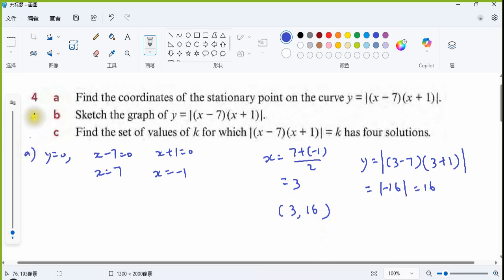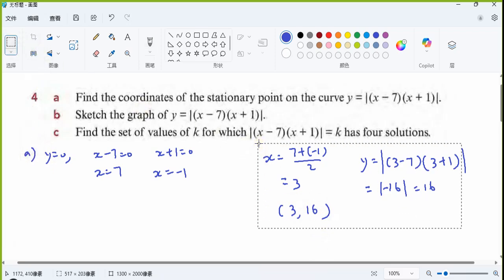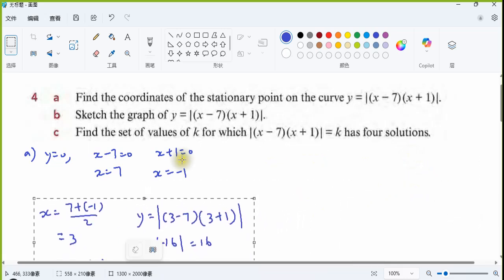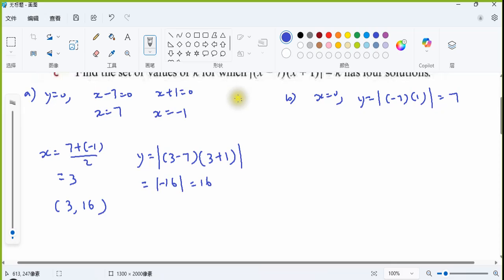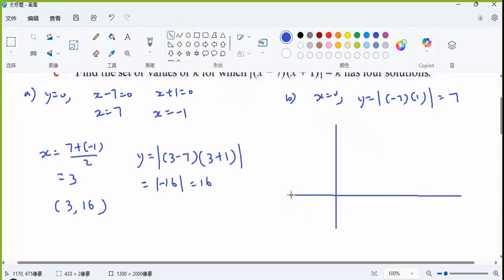And then part B, we need to sketch the graph. So we know that when x equals 0, y equals negative 7 times 1, then it is 7. So we have (0, 7), (negative 1, 7)... Okay, and then we have (3, 16).